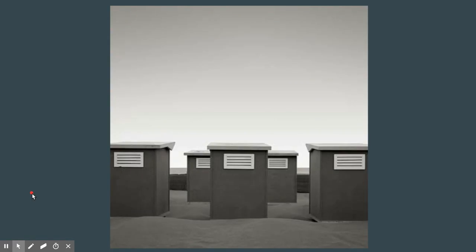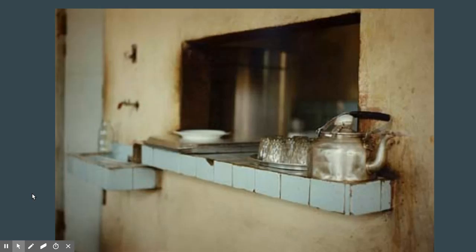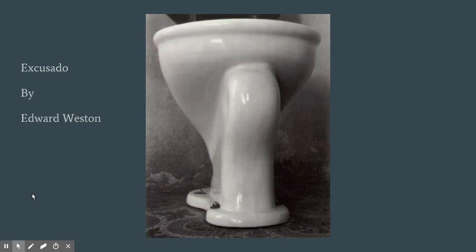I don't know if these are cabanas at the beach or vents on a roof, but the symmetry of them is really beautiful and the strong shape and repetition. So the rest of these pictures, you can go through. I do want to mention this one again, Excusado by Edward Weston, the guy who took the pepper photo. You don't usually look at a toilet unless you're puking your guts out or something this way. But I think it makes us, again, look at the world in a new way.